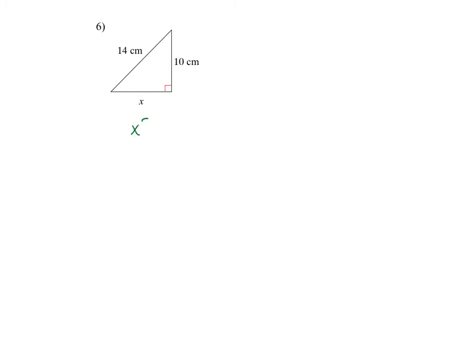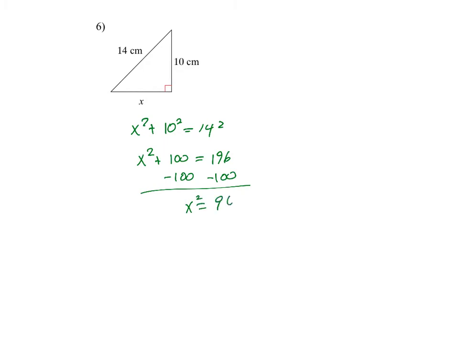So x squared plus 10 squared equals 14 squared. So x squared plus 100 equals 196. So minus 100. X squared equals 96, and the square root on both sides. So x equals the square root of 4 times 24, so x equals 4 square root 6 centimeters.